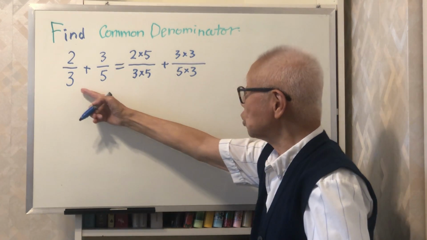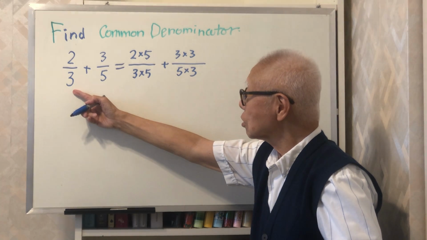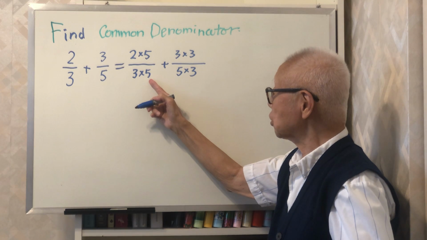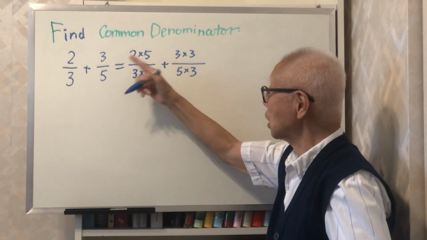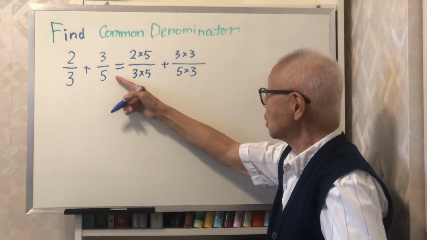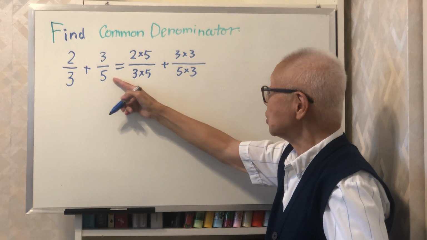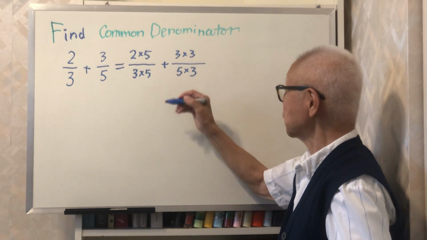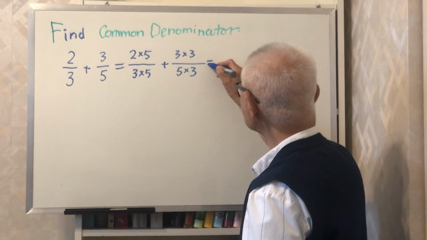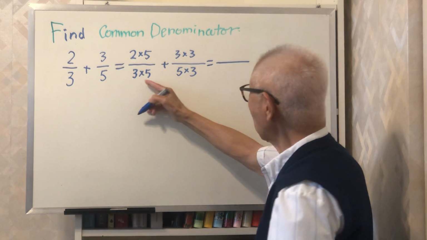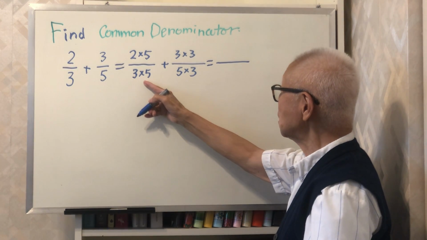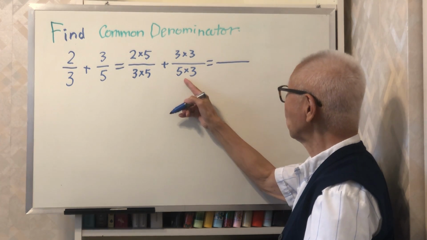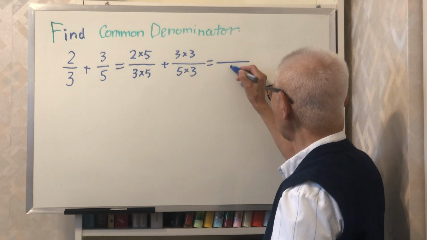To make 3 into 15, you multiply by 5. So you multiply the denominator by 5, you must multiply the numerator by 5. To make 5 into 15, I multiply by 3, and I multiply the numerator by 3. Now my denominator here is 15, and my denominator here is also 15. So I have a common denominator.